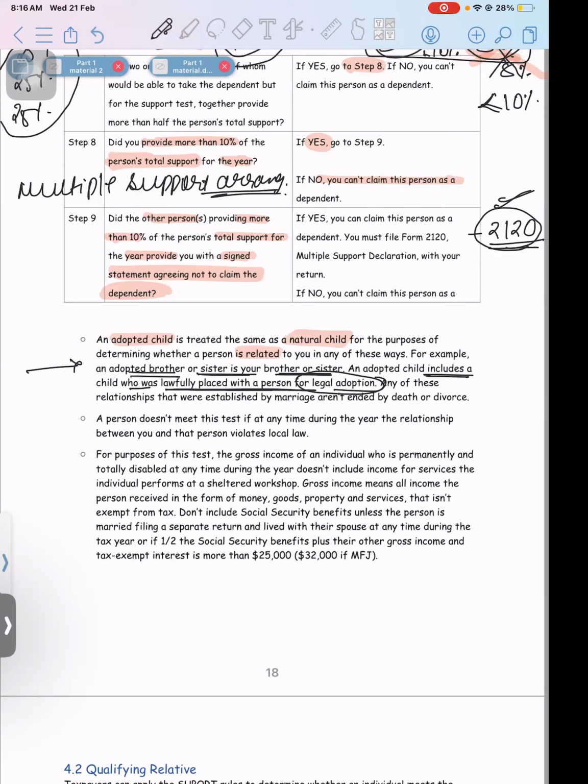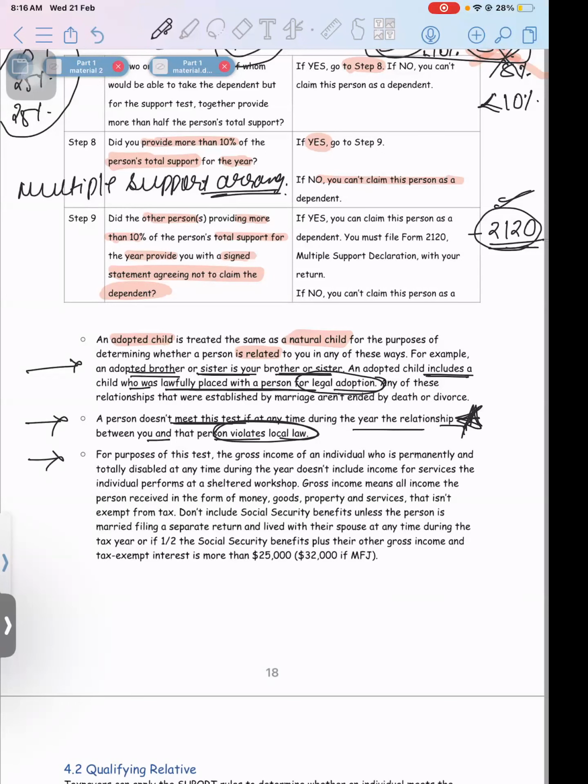If you have legally adopted a child, any child for whom you are legally the parent, they will be called your child. Second thing is, a person doesn't meet the test if at any time during the year the relationship between you and that person violates the law. In some states or countries, the relationship test is important. If your parent and child relationship is not accepted in that country, or if you have illegally adopted the child, your relationship is not considered valid as a child.